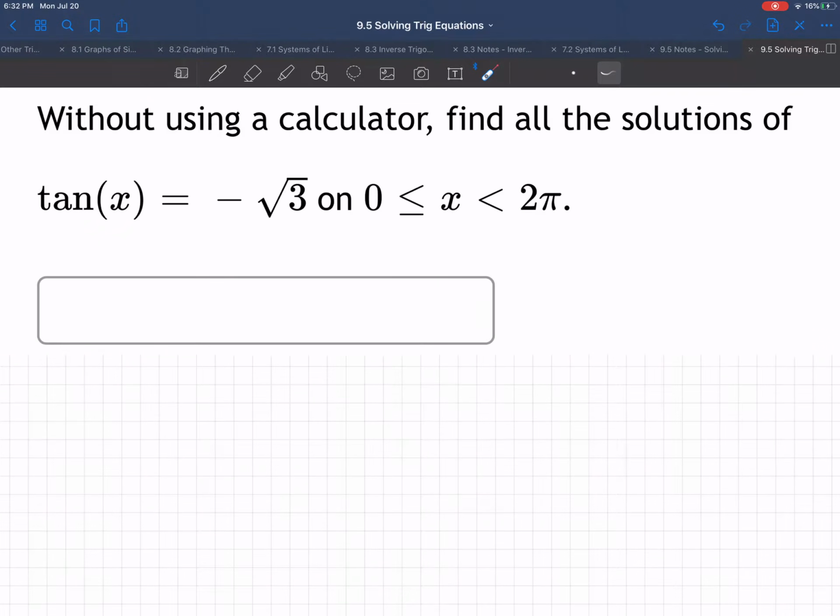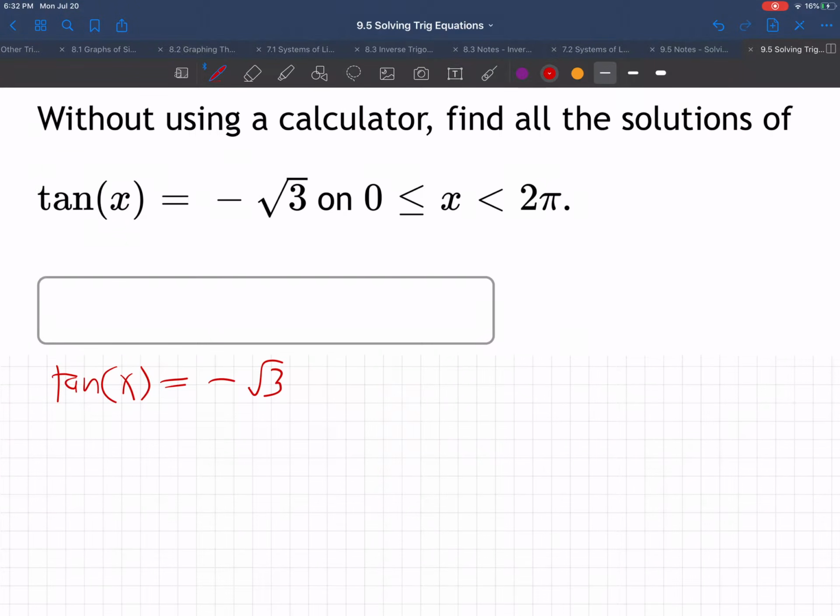Here's an example where we want to find, without a calculator, all solutions to tangent x equals negative root 3 on the interval 0 to 2 pi. Okay, so how do we do that? Well, I've got some notes for you that I'm sending you. Let me rewrite the question here. So what do we have?